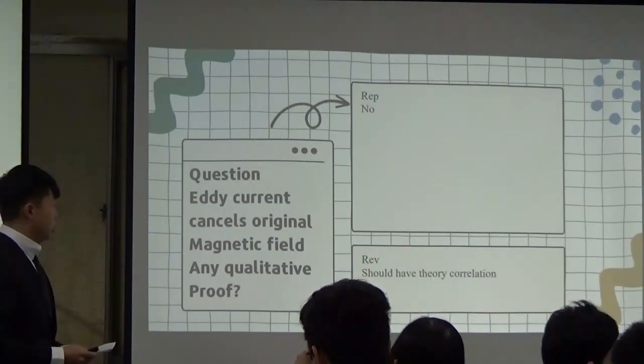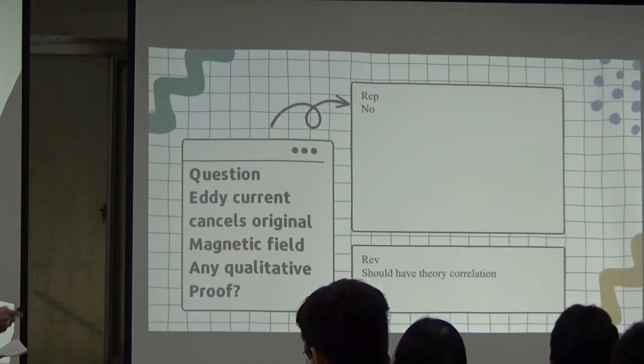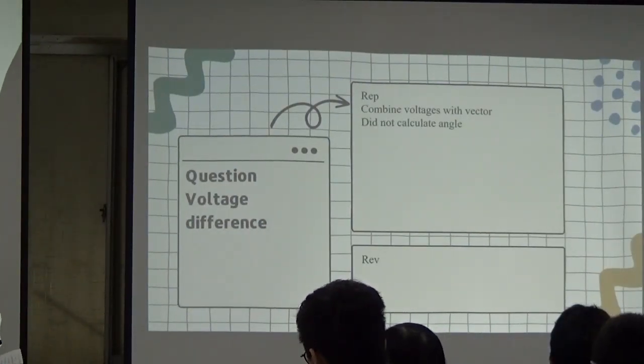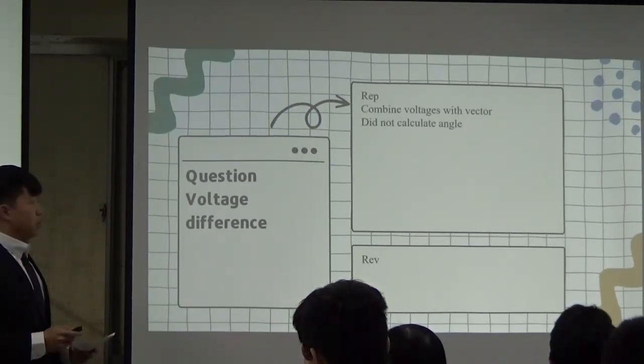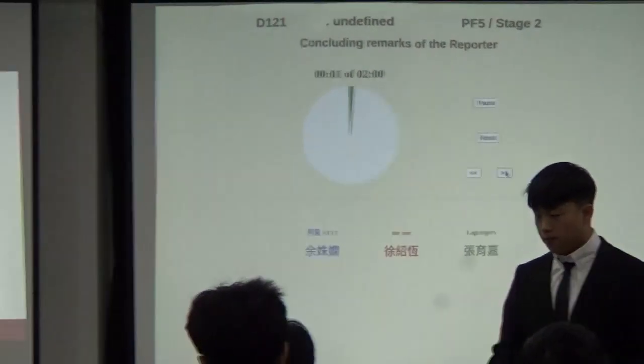This is the question: eddy current cancels the original magnetic field. Any qualitative proof? The reporter doesn't have any. The reviewer thinks they should have theory. Then voltage difference: combine voltages with vectors and not calculate the angle. Time's up. Okay. Thanks. So, reporter, you have 2 minutes.